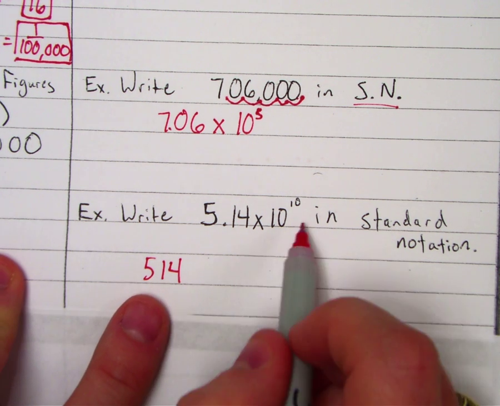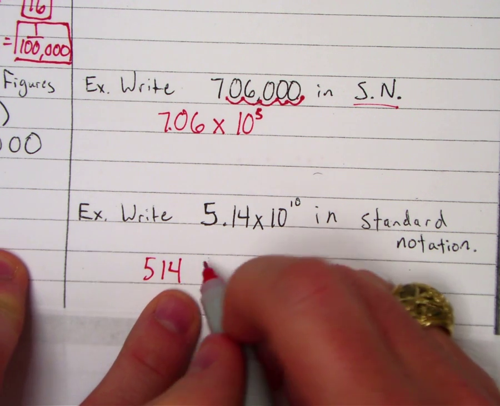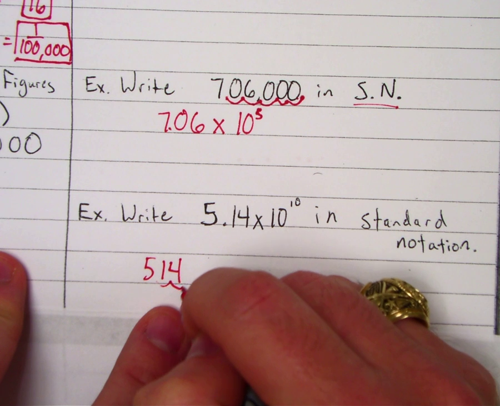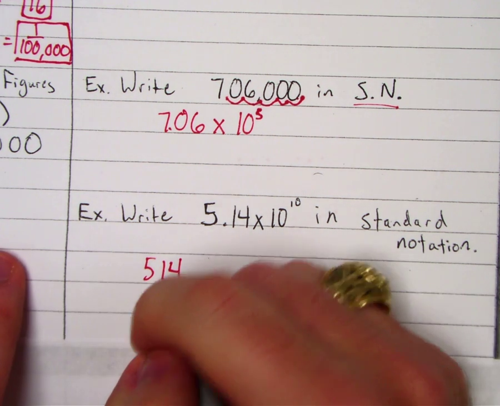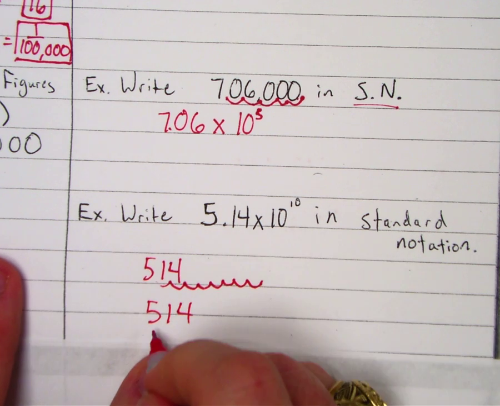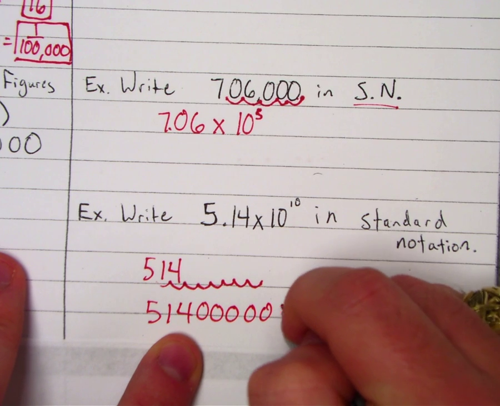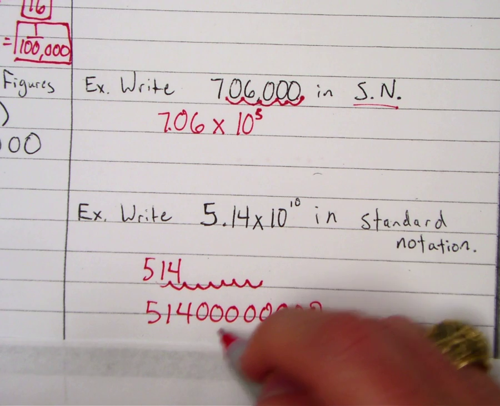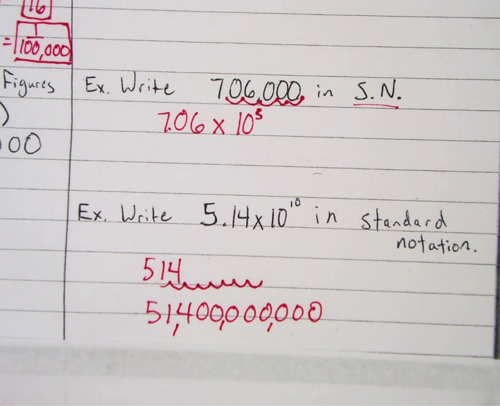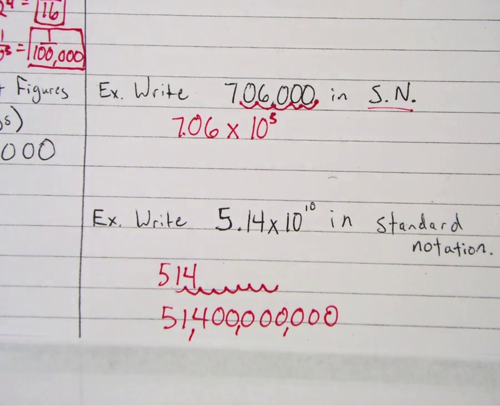So anyways, we're going to have our decimal right here between the 5 and the 1, so we're going to move it 10 places to the right. 1, 2, and then how many more? 8. So instead of going 1, 2, 3, 4, 5, 6, 7, 8, and adding all those zeros, you can just look at it as 5, 1, 4, 1, 2, and 8 zeros. 1, 2, 3, 4, 5, 6, 7, 8. So 5.14 times 10 to the 10th gives you this number. It's pretty big. All right, so that's it for positive exponents.